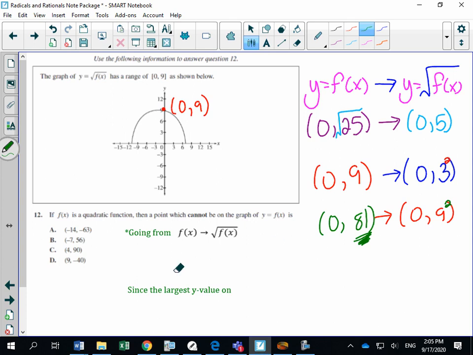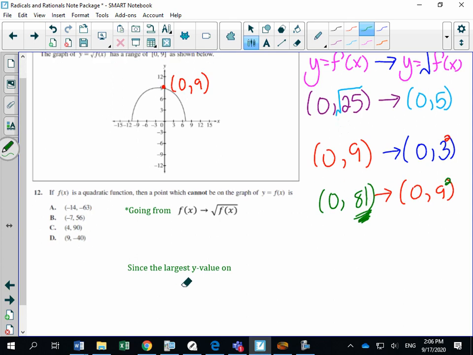So if I look at these coordinates, if the highest value of my original graph is 81, which of these y values are outside of 81? And it would be this guy here. It would be C. 90 is a bigger number than 81. So therefore, a coordinate of 4, 90 would not have been on the original function because the maximum y value, if I square that 9, would be 81. Okay?